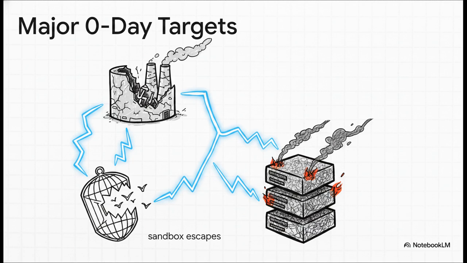Then look at everyday software, like Google Chrome. Attackers are constantly targeting its V8 JavaScript engine to achieve what's called a sandbox escape, meaning just visiting a sketchy website could compromise your entire machine. And remember the Microsoft Exchange attack? A massive zero-day hit hundreds of thousands of enterprise email servers all over the globe. The scale of these attacks is staggering.